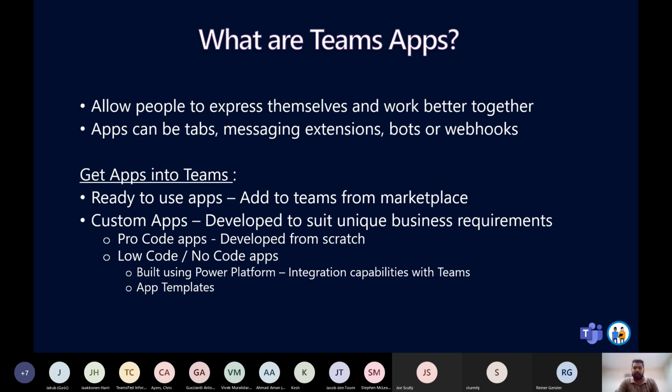Then we have custom apps that can be developed to suit your unique business requirements. These custom apps can be pro code apps that are developed from scratch, and then they have to go through the whole cycle of packaging and deployment to get them into Teams. The other alternative to develop apps rapidly is to use low code or no code platforms, which can be, say, Power Platform, for instance. And another really cool approach to get apps into Teams is using app templates. They only have to go through the deployment cycle. You don't even have to write a single line of code to get them into Teams.